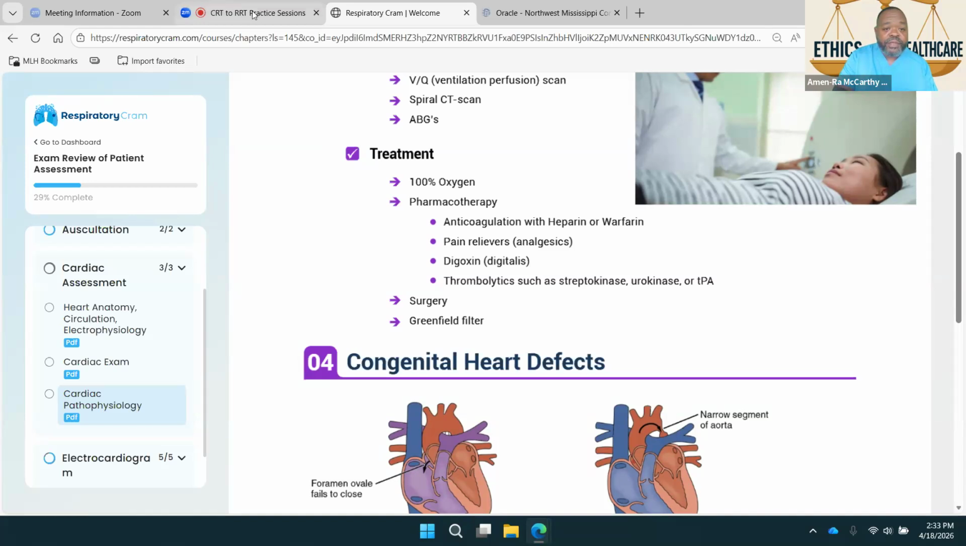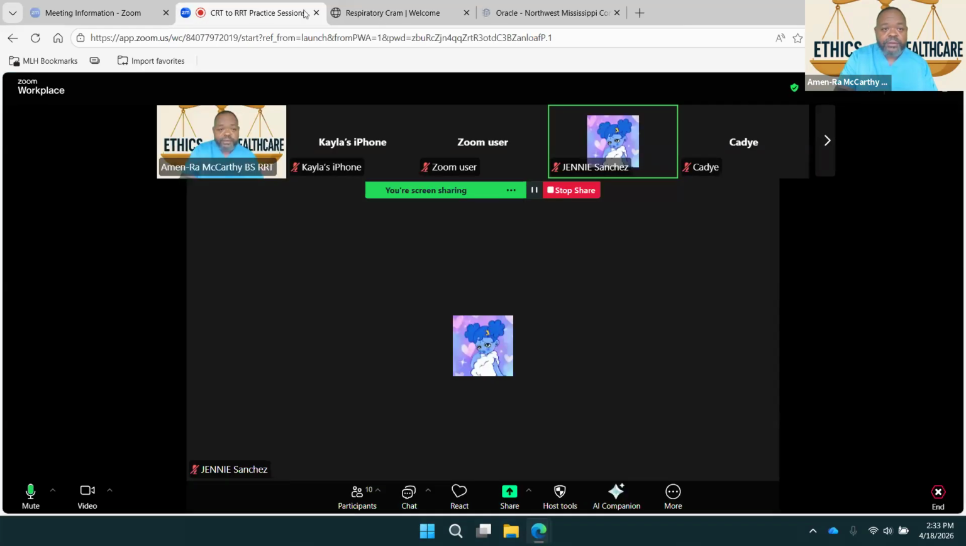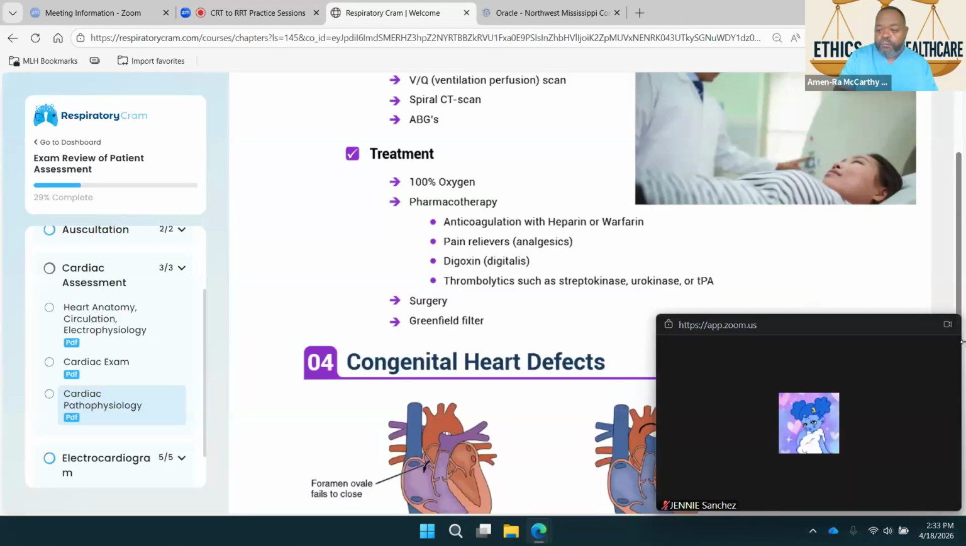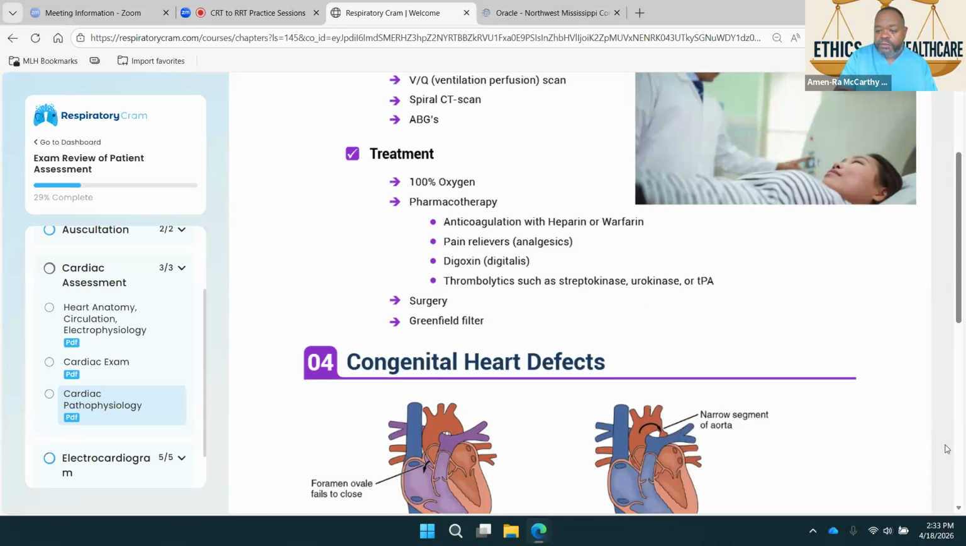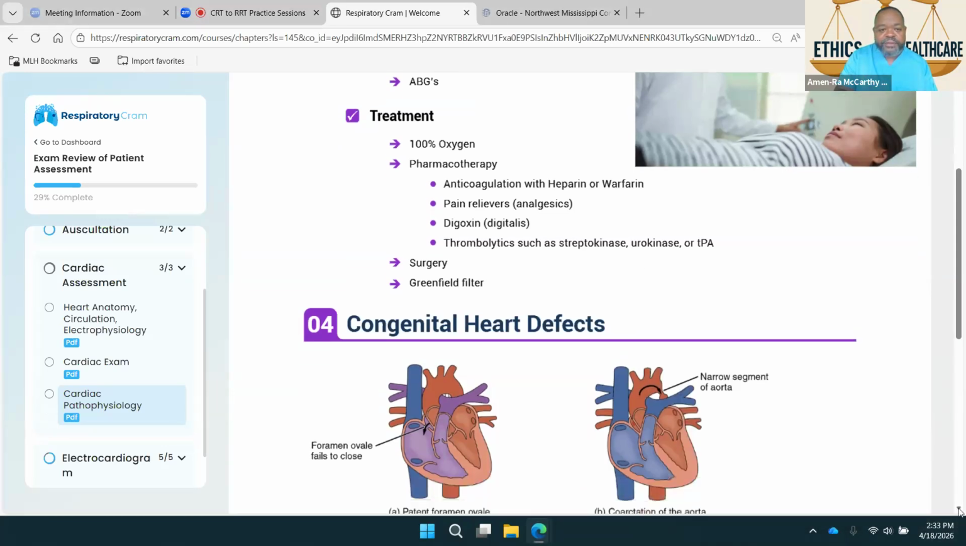All right, let me check, make sure nobody's trying to get in. Nope, nobody's trying to get in. All right, great. Okay. Almost done, guys. You're doing great. About 30 minutes left.